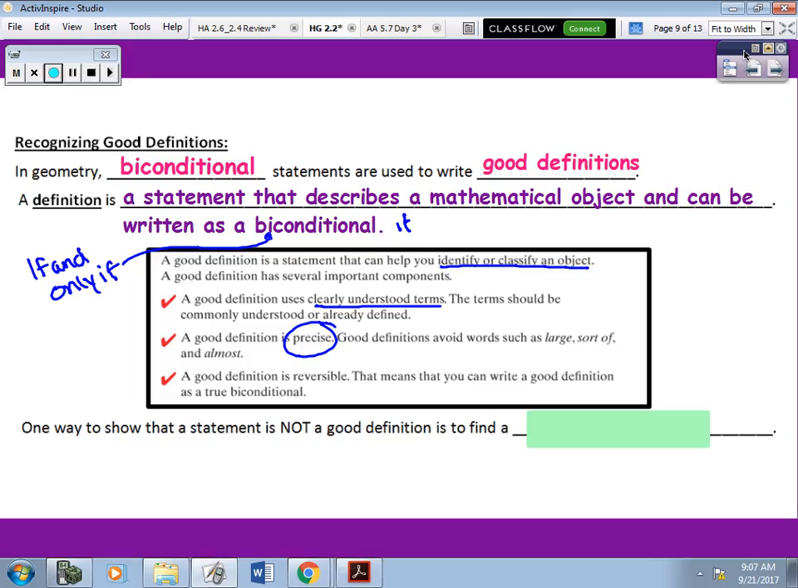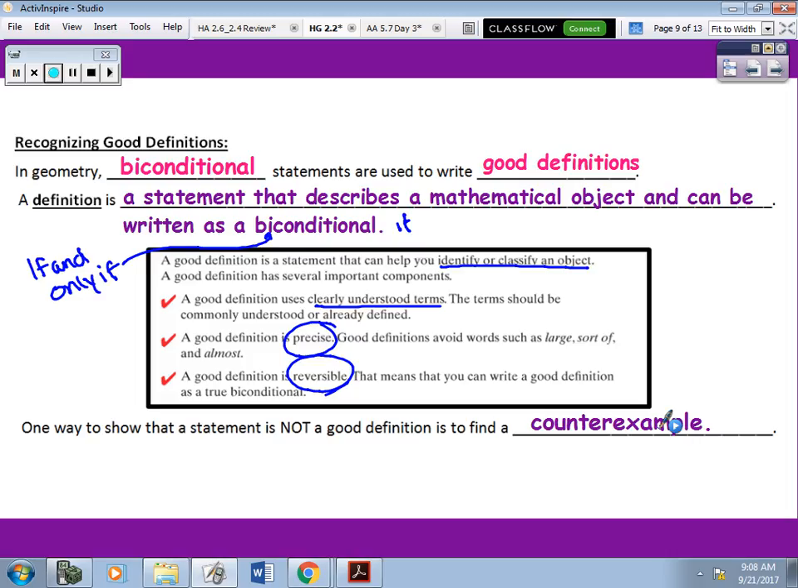Then again, as I just explained, a good definition has to be reversible. You have to be able to write it as a converse and the regular conditional. One way to show something is not a good definition is the same thing we did yesterday, which is our counterexample. So for example, when I said, if something has four sides, then it is a square, the counterexample could be, what? If something is a rectangle, a parallelogram, a rhombus, anything with four sides would prove that wrong.